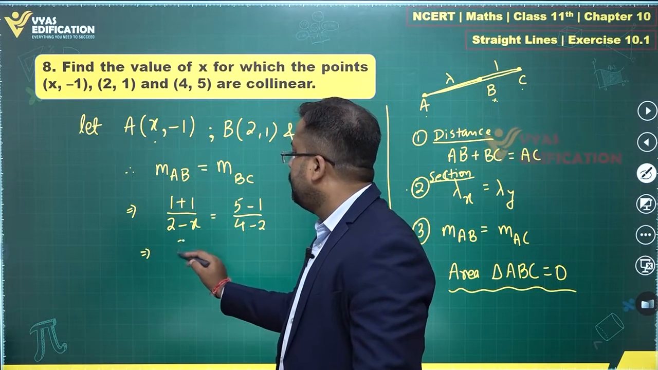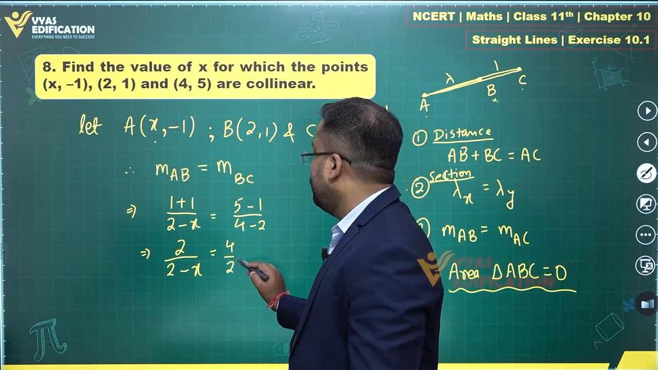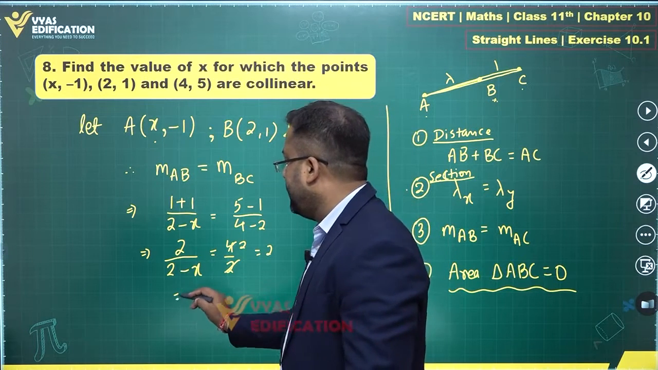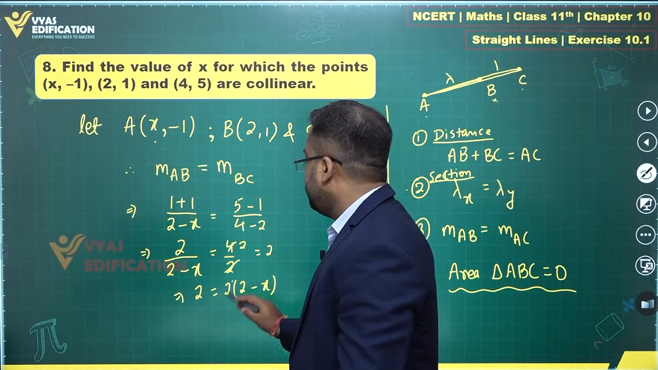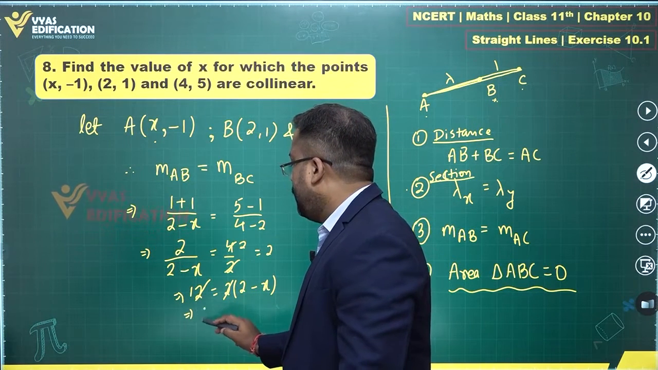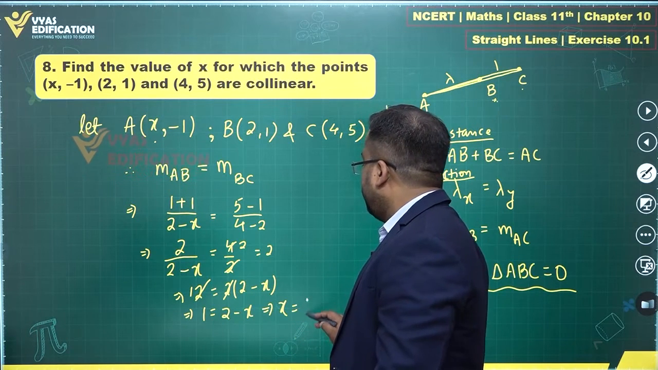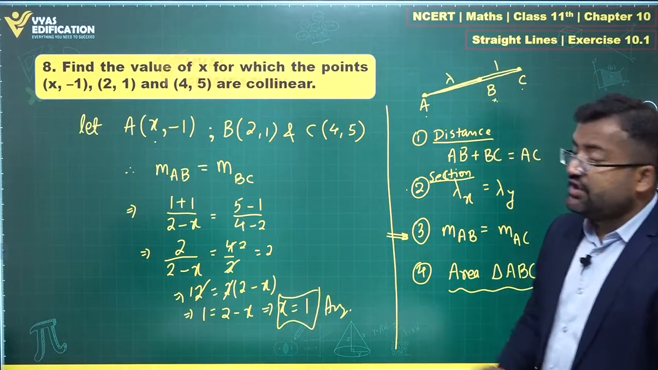What is that? This is 2 upon 2 minus x, which is equal to 4 upon 2. This goes twice, so this becomes 2 simply. And what you have is 2 is equal to 2 times (2 minus x). This 2 goes, this becomes 1. 1 is equal to 2 minus x, or x is equal to 2 minus 1, which is 1. That is the required answer for this question.